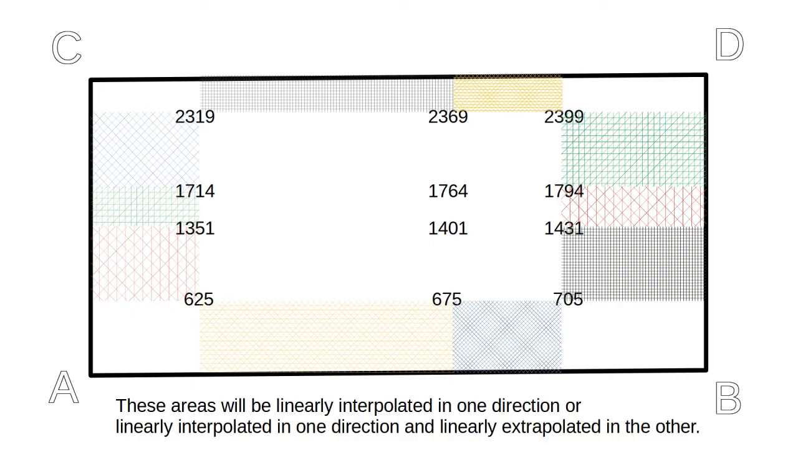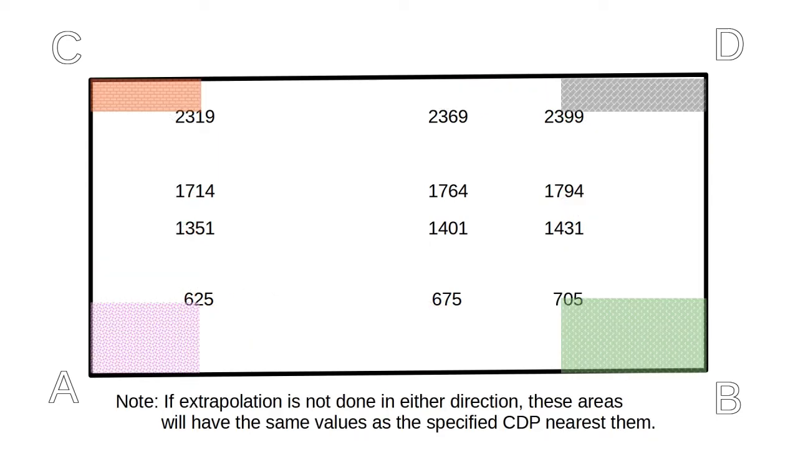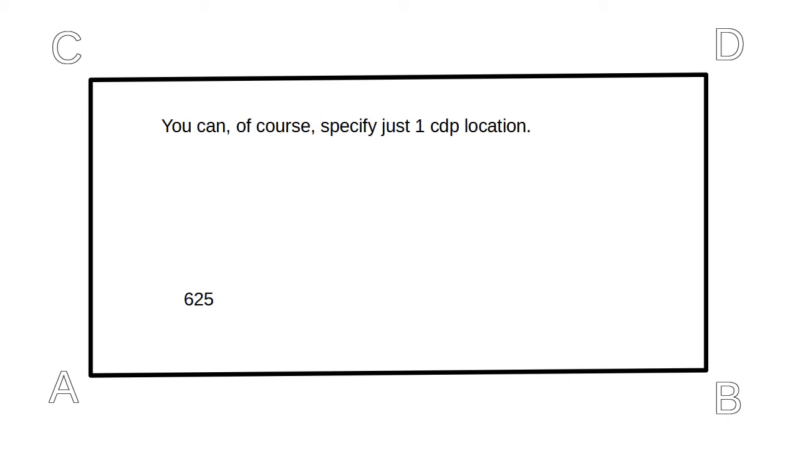To try to be completely clear, this image highlights areas where linear interpolation will occur in one direction, and also linear extrapolation in the other direction if that option is used. This image shows areas where bilinear extrapolation can occur, or linear extrapolation in one direction, or no extrapolation, in which case the value is the same as the corner value. There are some special situations. If you specify only one point, then you get its values everywhere.